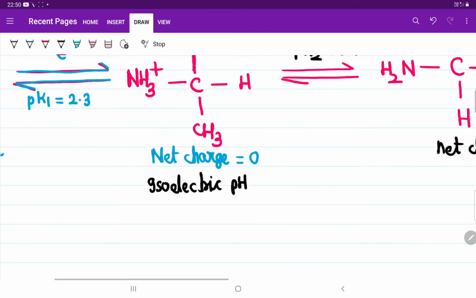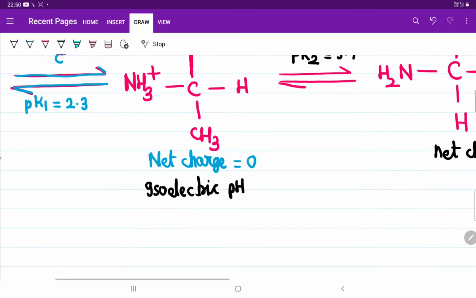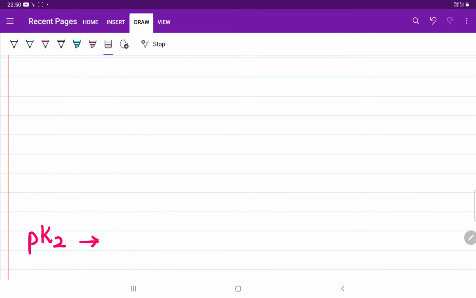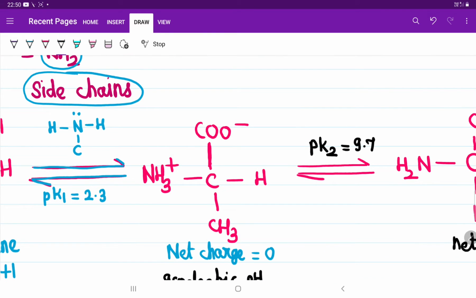Now we discuss something that is called isoelectric pH. Isoelectric pH is the pH at which the net charge on the amino acid is zero. If you have to calculate isoelectric pH, students, it's very simple. Yeah, one more important point. There is one term that is called Zwitter ion form. Zwitter ion form.